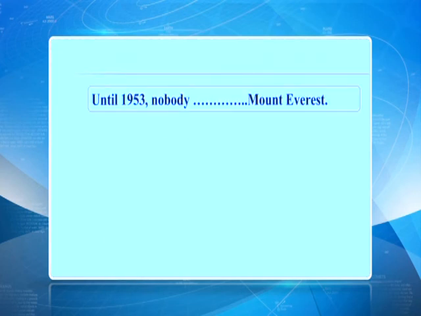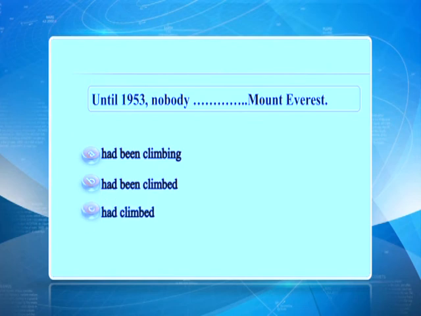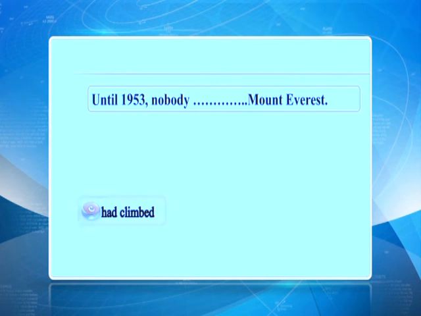Until 1953, nobody ___ Mount Everest. So had been climbing, had been climbed, had climbed, or has climbed. Until 1953, nobody, come on, make a guess. Nobody had climbed Mount Everest.